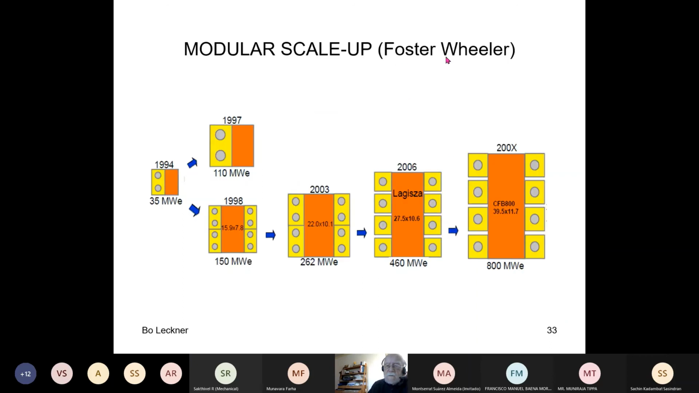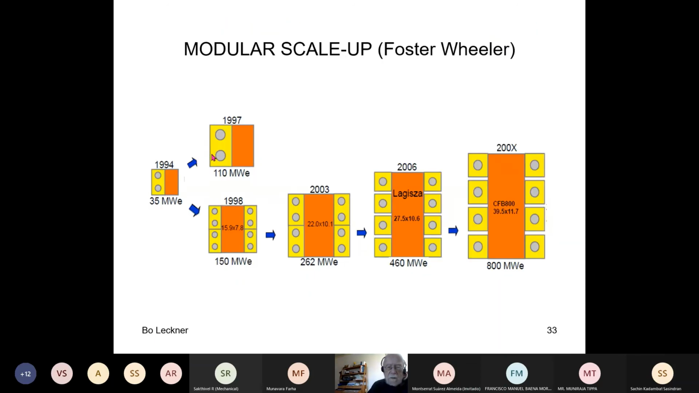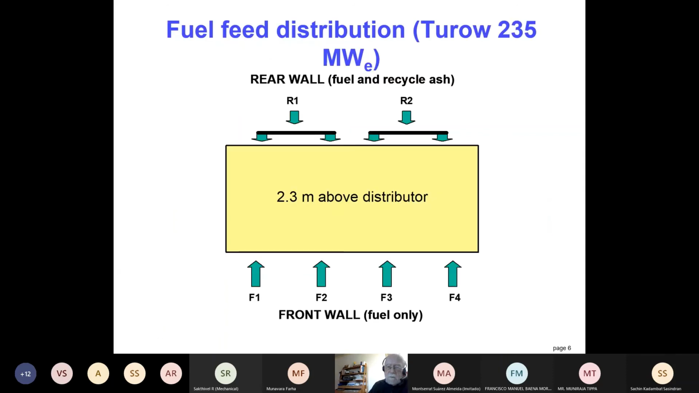The same thing here with Foster Wheeler. They have various plants, and you see the time they were put into operation. 2 cyclones in the beginning, and then scaled up still with 2 cyclones. But the other possibility was to use 4 cyclones, and so on. So this is what they want to show, that, yeah, we know this business, we can scale up without any problem. That's not necessarily true, but this is what they want to say.